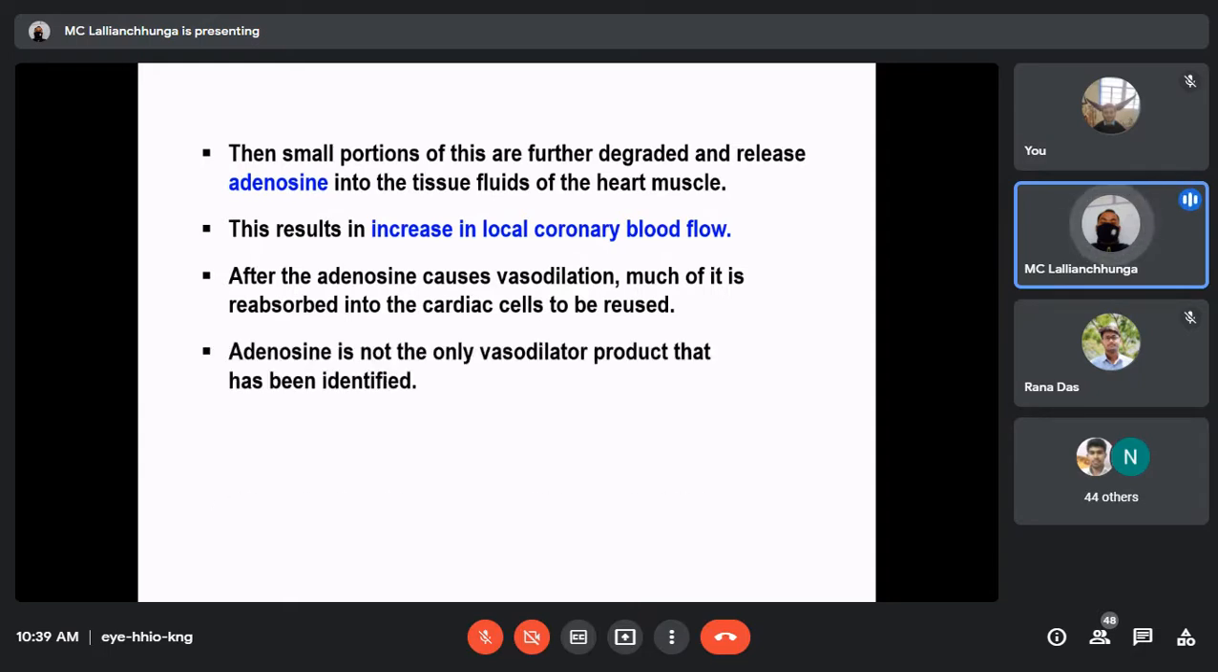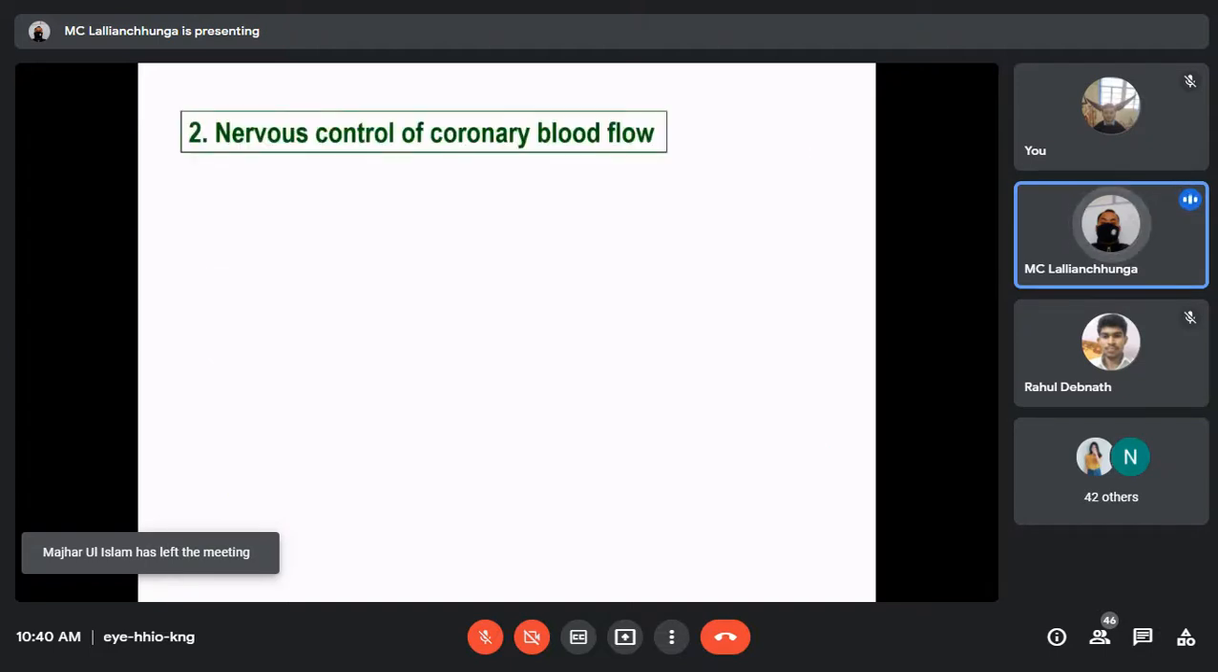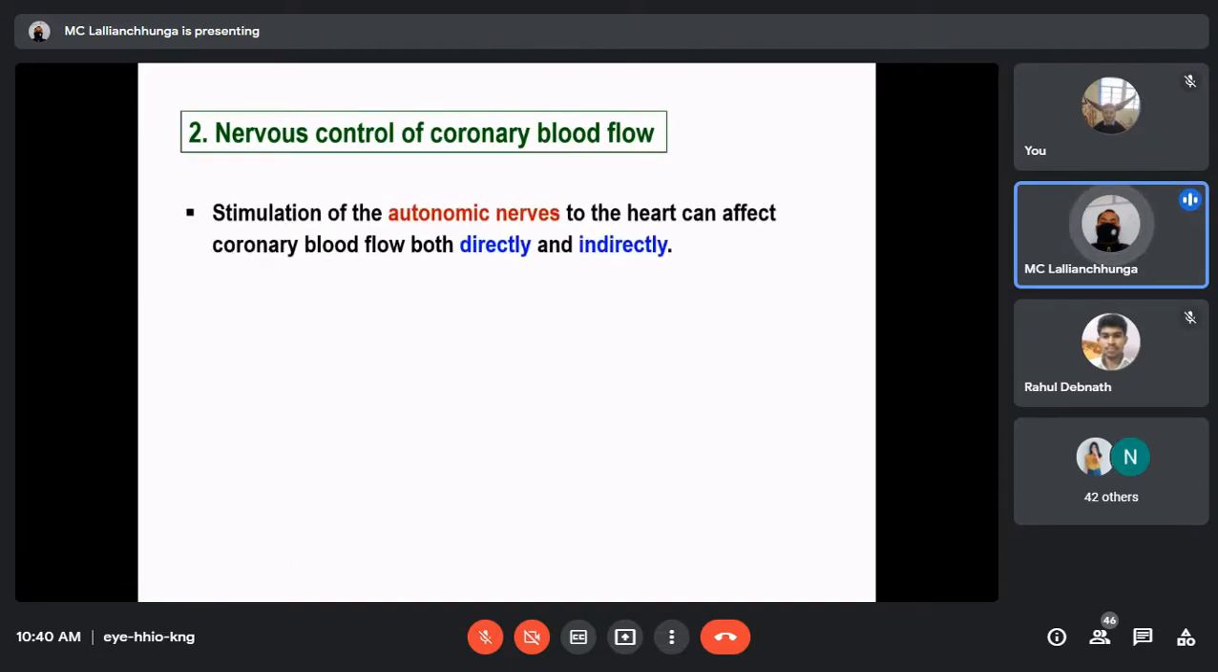Adenosine is not the only vasodilator product that has been identified. Just now I told you adenosine, so there are also other vasodilator substances such as adenosine phosphate compounds, potassium ions, hydrogen ions, carbon dioxide, prostaglandins, and nitric oxide. Okay, so the second one, nervous control of the coronary flow.